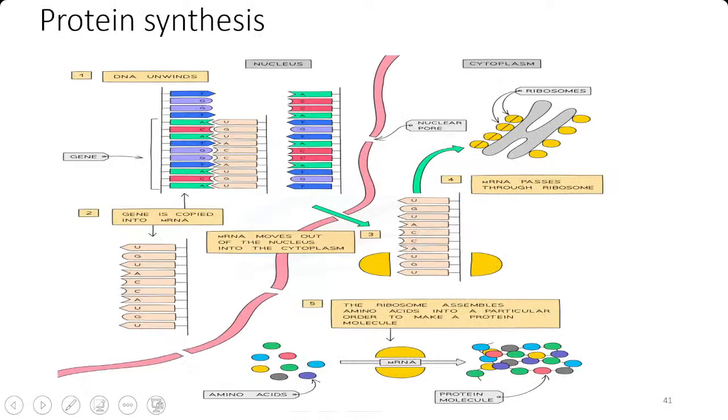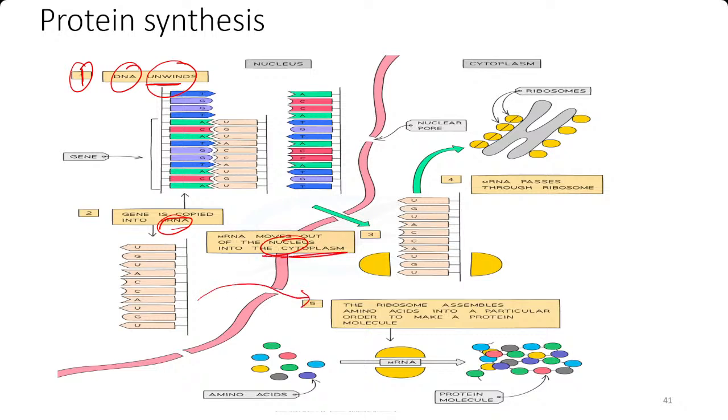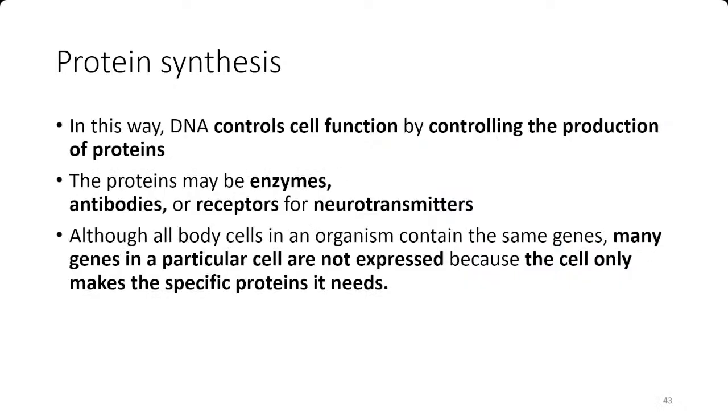Okay, I think this slide is just repeated. Yes, so we have this complicated thing. Well, let me see if I can go through it. So the DNA unwinds. Yes, you get 1 mark for saying that the DNA unwinds, and then the gene is copied onto your mRNA, which is the messenger RNA. The messenger RNA moves out of the nucleus into the cytoplasm, so like this. Then mRNA passes through the ribosome, and then the ribosome assembles the amino acids into a particular order to make a protein molecule. And yes, I don't think we need to know.